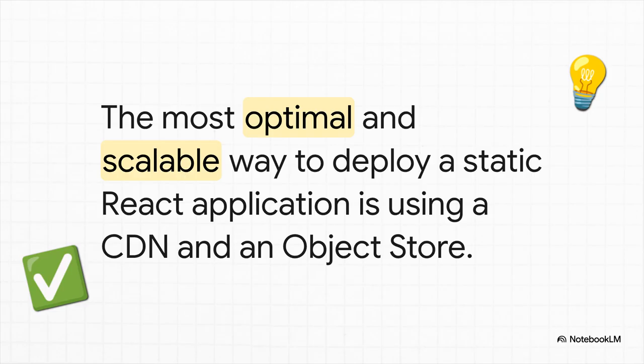Okay, so what about the pro way? This is what's usually recommended for production sites. It uses two key things, an object store and a CDN. Think of the object store like a super simple, cheap hard drive in the cloud. Its only job is to hold your files. Then the CDN, the content delivery network, is like a chain of warehouses all over the world. It takes a copy of your website and puts it in every warehouse. So when someone in, say, Tokyo visits your site, they get it from the Tokyo warehouse, not one in New York. The result? It's blazingly fast.